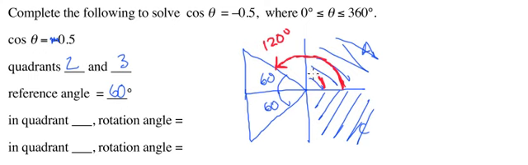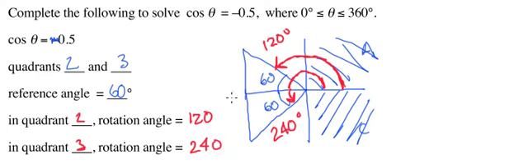The second one is go all the way around to 180 and then go another 60 degrees. 180 plus 60 gives you the second angle. So in quadrant 2 we have rotation angle 120. In quadrant 3 we have rotation angle 240. Those are the two places where cosine can be minus 1/2.